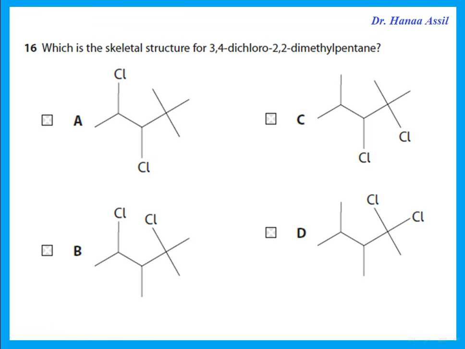Which is the skeletal structure for 3,4-dichloro-2,2-dimethyl pentane? Pentane means you want a straight chain of 5. So let's take a look at A. I have 5 carbons, so this would be something pentane. Then he wants 2,2-dimethyl. Yes, I have at carbon number 2, I have 2 methyls. At 3 and 4, I have chloros, so this is actually my answer. If you follow all the other answers, they will not be the correct structure for that name.